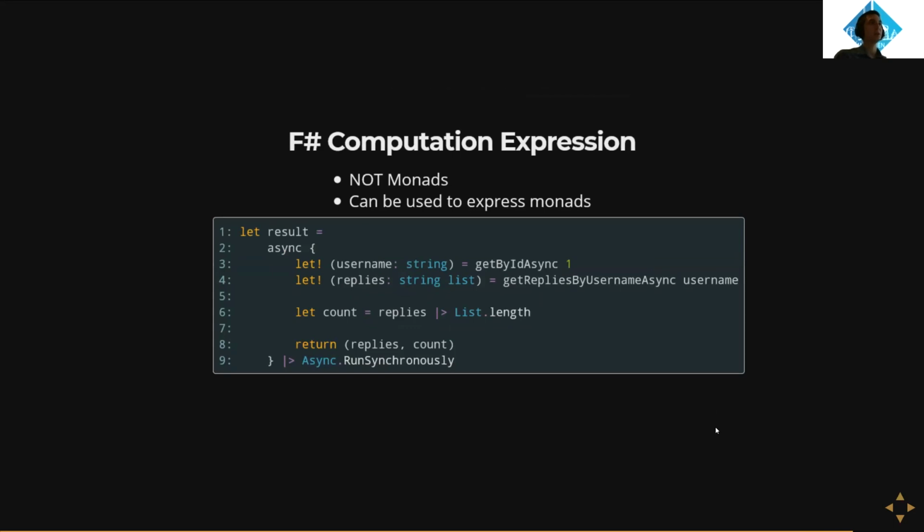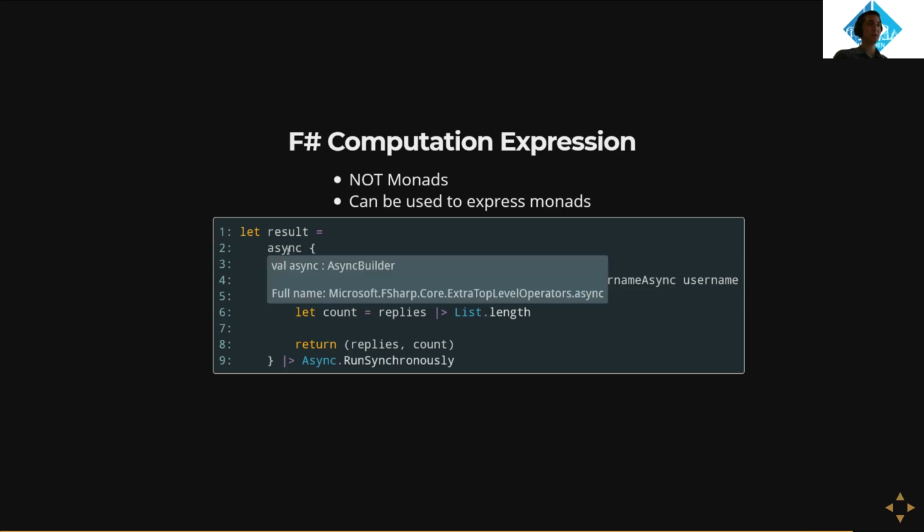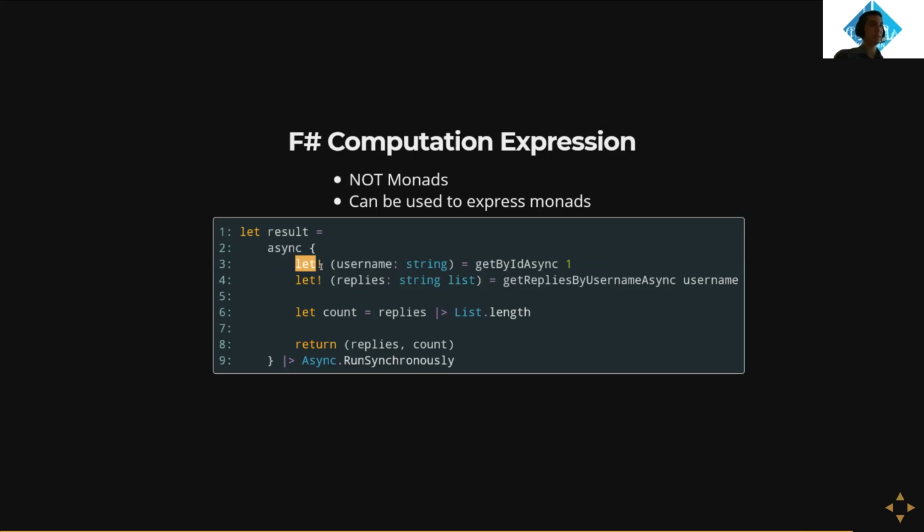What does a monad look like in F#? F# has a syntax sugar called computation expression, and these are actually not monads, but they can be used to represent a monad. So if we're taking our async example, we can define our async computation expression. So this exists in the standard library. And here we see a let bang. So let with an exclamation point.